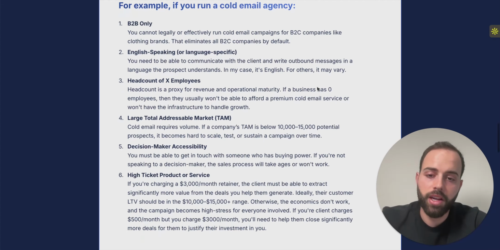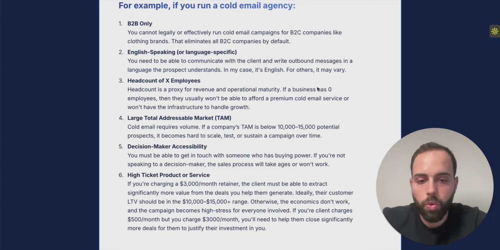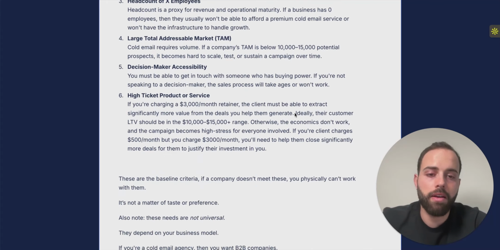Number six is a high ticket product or service. So if you're charging a $3,000 a month retainer, the client must be able to extract significantly more value from the deals you help them generate. Ideally, their customer LTV should be in the 10 to 15,000 plus range. Otherwise, the economics just won't work and the campaign will become high stress for everyone involved.